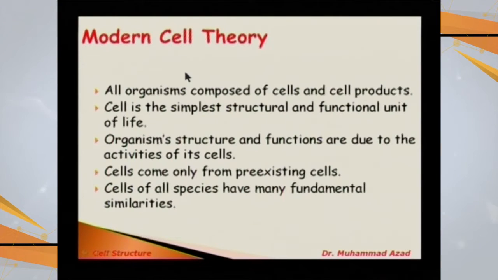The cell theory states that all organisms are composed of cells and cell products. The cell is the simplest structural and functional unit of life. An organism's structure and functions are due to the activities of its cells. Cells come only from pre-existing cells. Cells of all species have many fundamental similarities. As individuals, we are different from each other due to the collective activities and interaction of our cells.